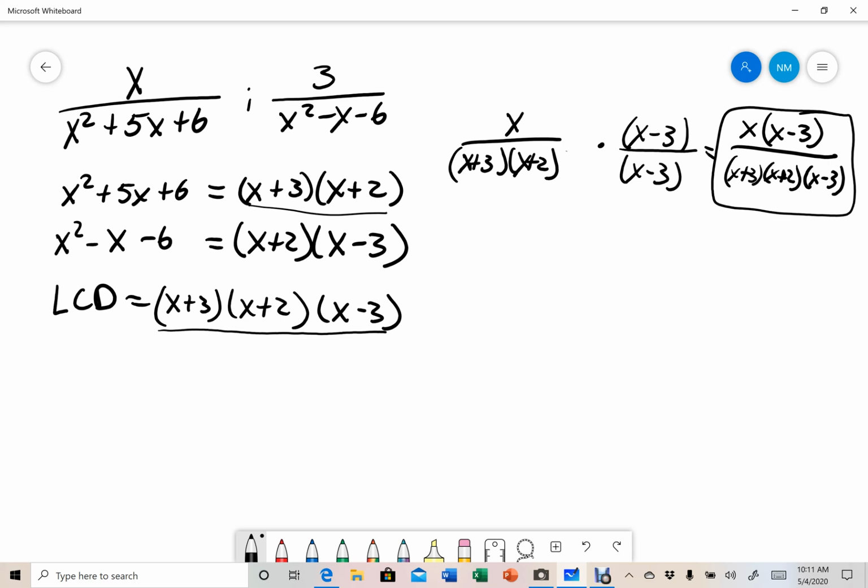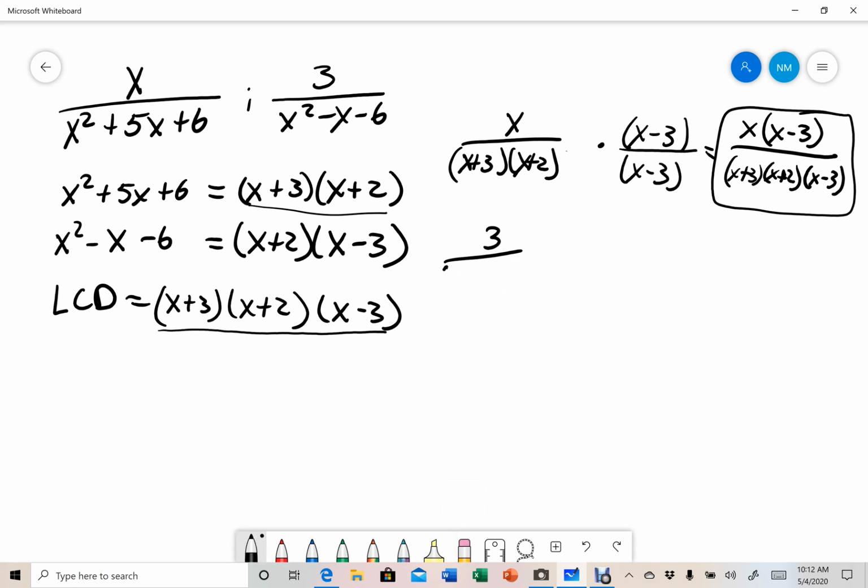So let's do the next one. We've got 3 over x squared minus x minus 6, or we can write this as x plus 2, x minus 3, okay? Either way is fine. To me, this is a little confusing for me since this is what I'm dealing with here.